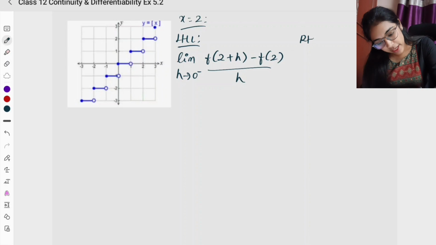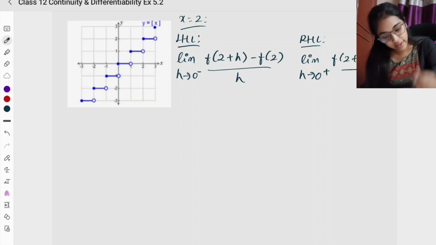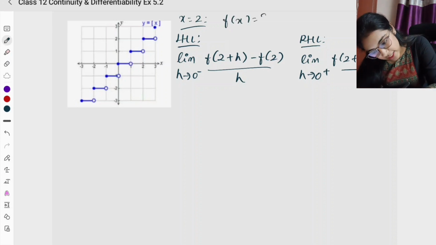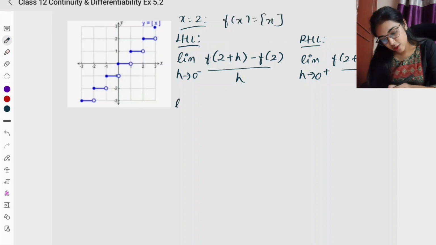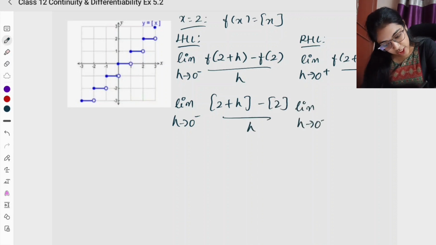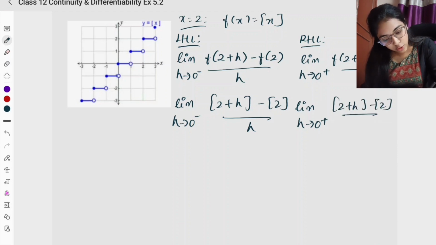And what is going to be my right hand limit? The right hand limit is limit h tends to 0 plus of f of 2 plus h minus f of 2 divided by h. Shall we do them simultaneously? So what is my f of x? f of x is going to be GIF of x. So when I substitute in the left hand and the right hand limit, I'm going to have limit h tends to 0 minus of GIF of 2 plus h minus GIF of 2 divided by h. And what is going to be here? Limit h tends to 0 plus of GIF of 2 plus h minus GIF of 2 divided by h.